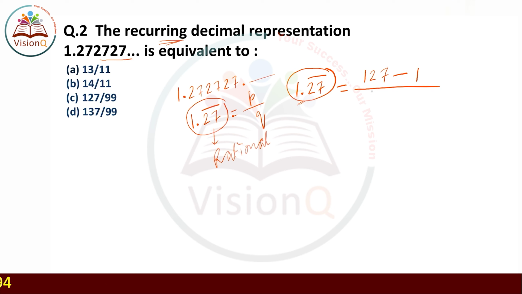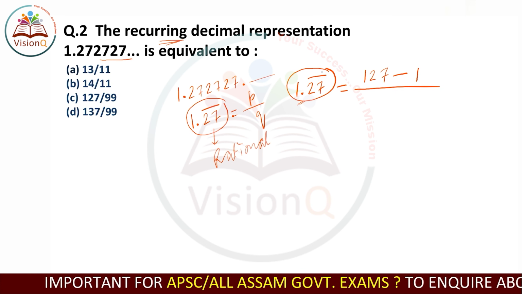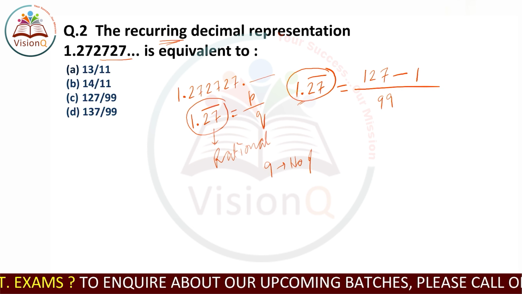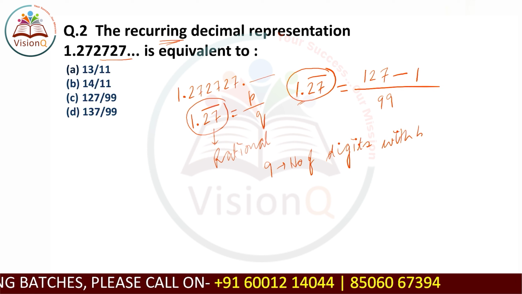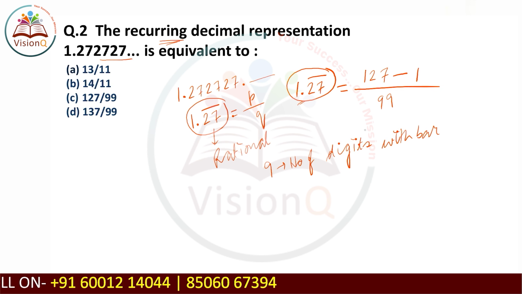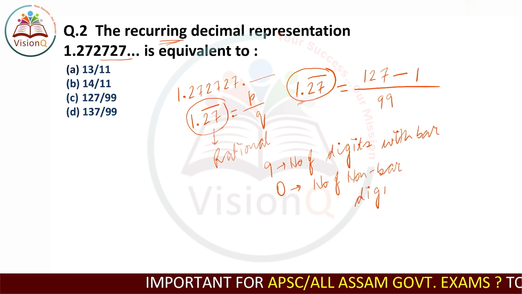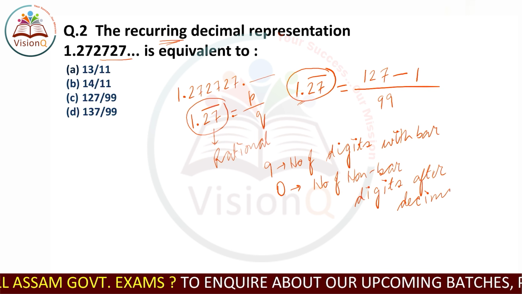Without bar, 1. Divided by, in the denominator, the number of bar digits. There are 2 digits with bar, so there will be 2 nines here. 9 represents the number of digits with bar. Number of digits with bar will be the number of 9s in such questions. And we give a 0 after 9, which represents the number of non-bar digits after decimal.